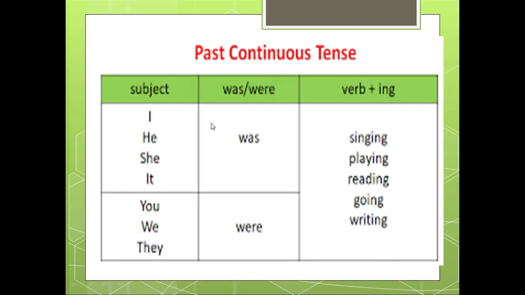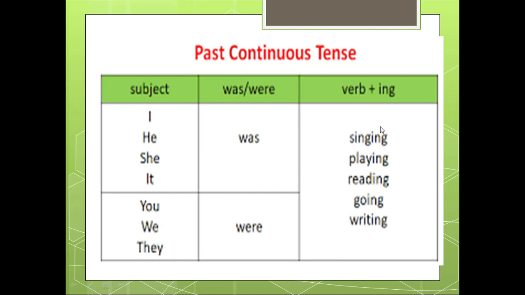And here you can see when we have to use was and were. If you have a singular subject like he, she, it, and I also. In some cases, I is considered plural, and all the rules of plural are followed. But in past continuous tense, you will consider I as a singular subject. So when you have I, he, she, it, then you will use was. And when you have you, we, and they, or any plural subject, then you will use were.